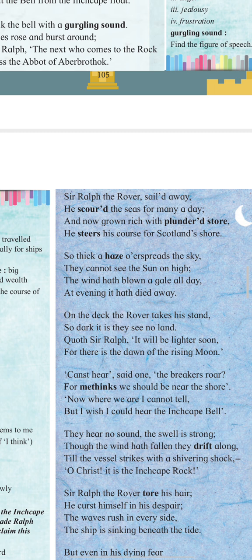Sir Ralph the Rover sailed away, and he scoured the seas for many days, and now grown rich with plundered store, he steered his course for Scotland's shore, which means he earned lots of money. He had hijacked many ships, and he decided to go to his own country, Scotland. So thick a haze overspread the sky, so there is a blur, a fog over the sky. They cannot see the sun on high. The wind had blown a gale all day. At evening the wind had died away.